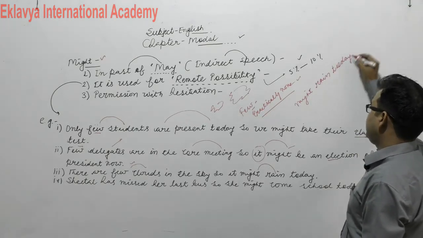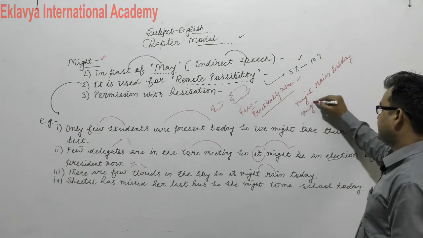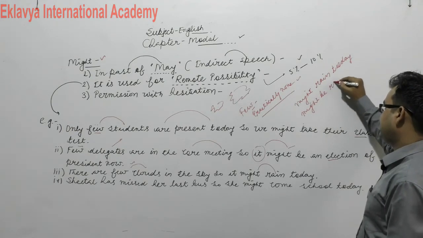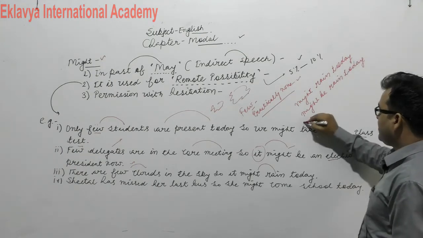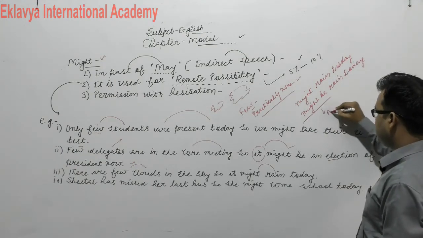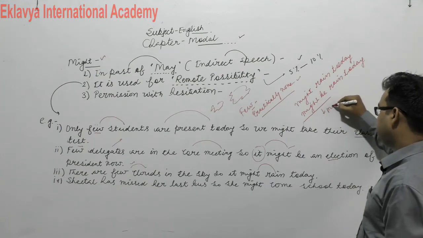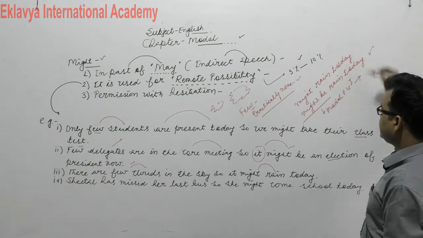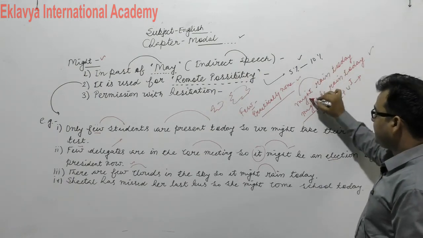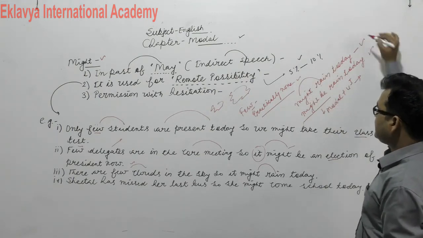Today, and might be rain today. Model always proceeds with the first form. It is correct. The given example is right. When we think about might plus rain, the given example is also right.